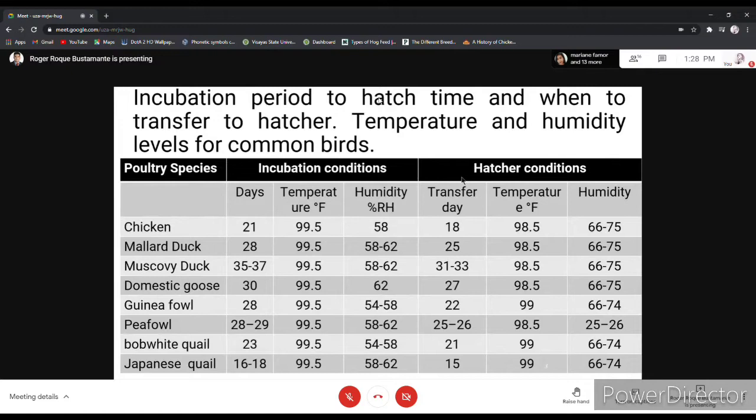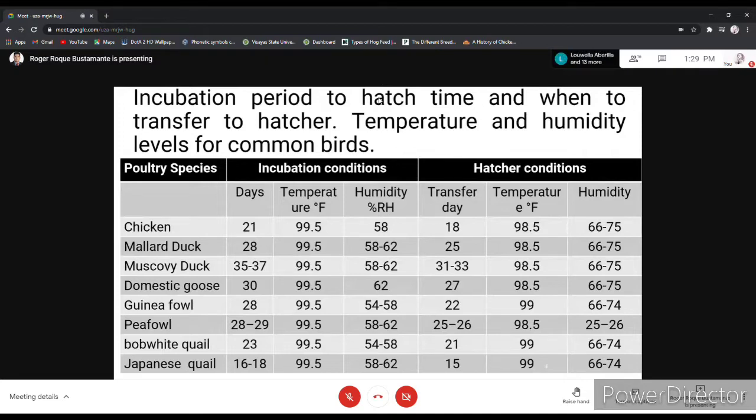So for chicken, we have 21 days. For muscovy, 35 days. Duck, 28 days. Guinea, 28 days. And quail, 23 days. And for Japanese quail, the range is 16 to 18 days. The period of incubation remains the same.